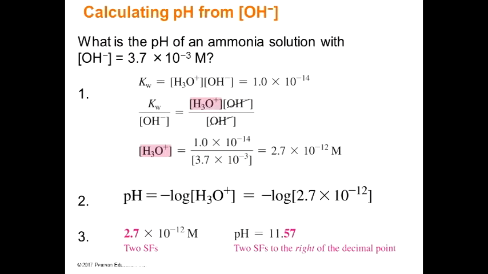What is the pH of an ammonium solution with a hydroxide concentration of 3.7 times 10 to the minus 3? What do you do right away when you see that? I asked for what? pH. What do we use to do pH? Acid. What did I give you? So what do I have to do? Convert. Okay? Everybody still with me? I know I said pH. I have OH. I have to convert.